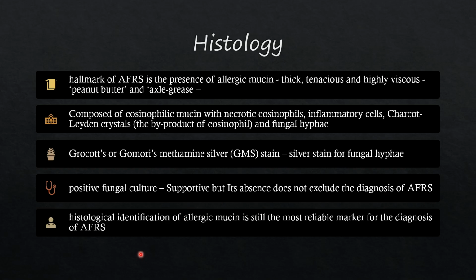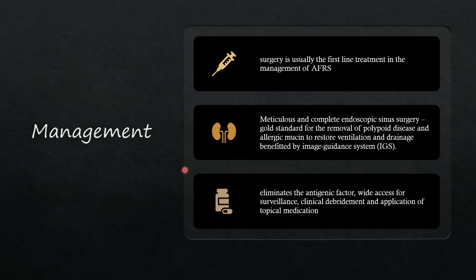So how will you manage this patient? First you have to clear the disease. Surgery is the main first line treatment. After you have performed the surgery very well and removed all of the polypoidal disease and the allergic mucin, and you have made good ventilation and drainage for the sinuses, then you can go ahead with the medical management.